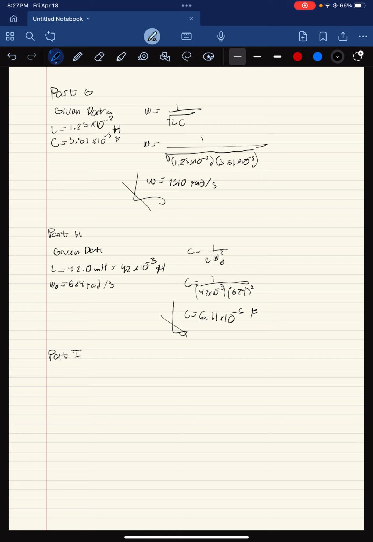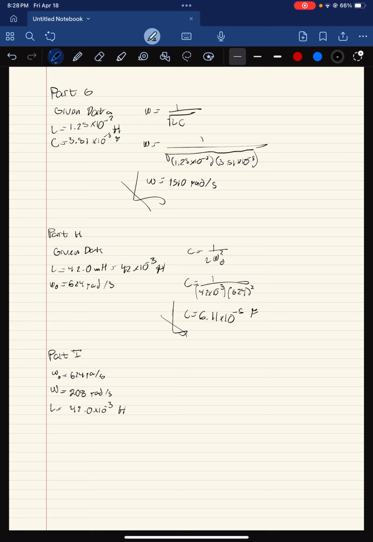Find the value of R. For this, we have the initial... Oh, wait. I'm trying to remember. All right, so we have the initial angular frequency. That's 624 radians per second. The new angular frequency is 208 radians per second. And we have the inductance. It's 42.0 times 10 to the negative 3 henries.